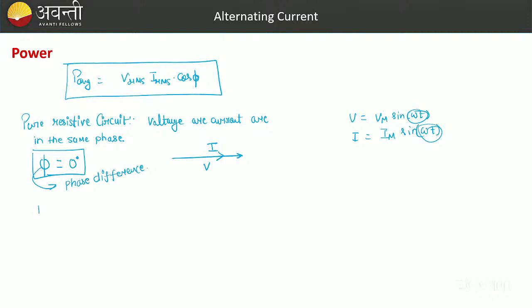Now if phi is 0, then we can say the average power, which is nothing but Vrms Irms cos phi. Phi will become 0, so cos phi will become 1, which is the maximum value of it. If it is maximum, we can say the power consumed in a pure resistive circuit is the maximum power. So the resistive circuit consumes maximum power.